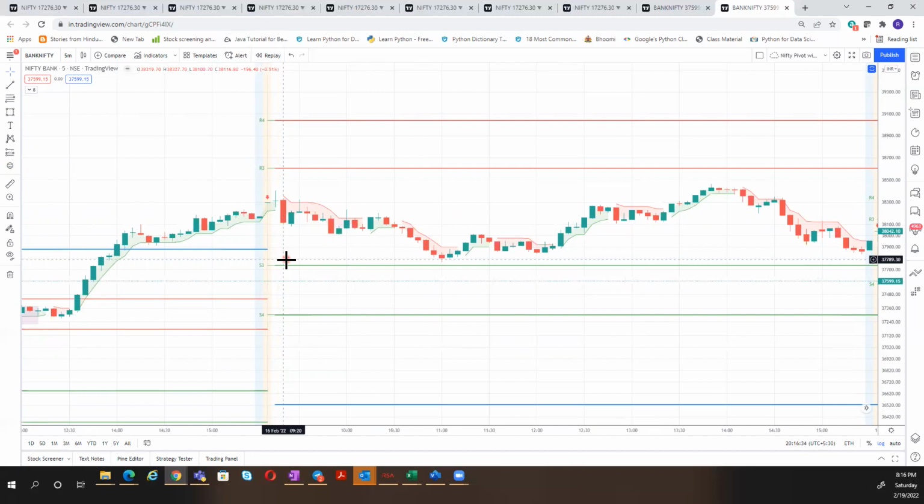You know R3 and S3, and I'm not using this super trend with floating pivots where you have CPR, R1, CPR, S1, because the CPR will be coming somewhere in between, which will confuse you. So this super trend works best with Camarilla pivots, and it can make you tons and tons of money with Bank Nifty options.